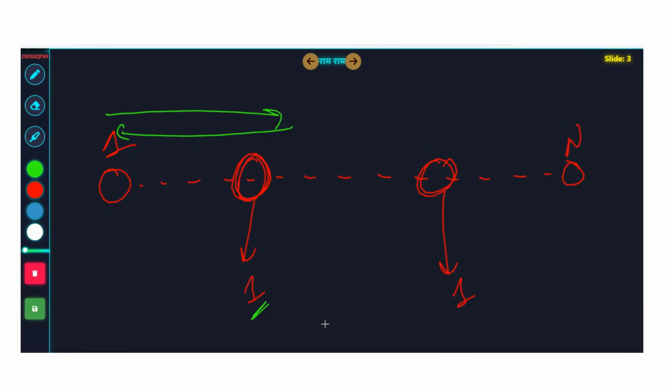You can consider these traversals independently. You can consider first this traversal is happening, then this traversal is happening. You can consider like this also, that first you went from here to here, then from here to here, then from here to here, then from here to here, then from here to here.